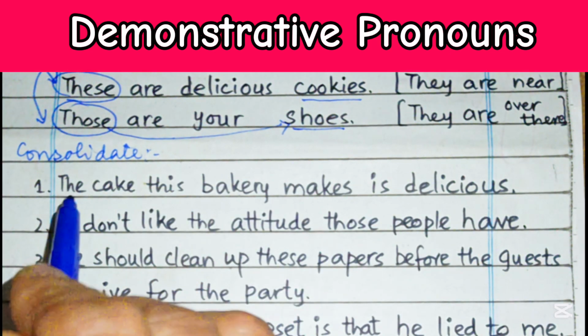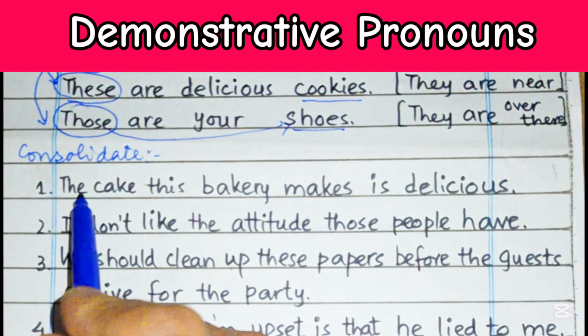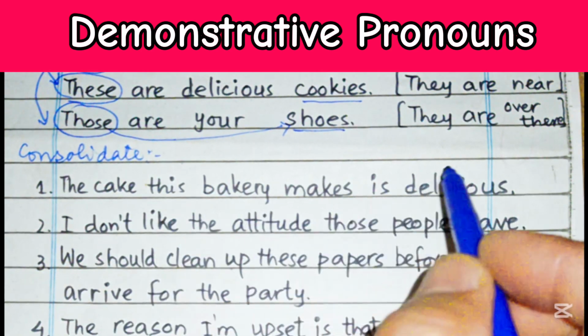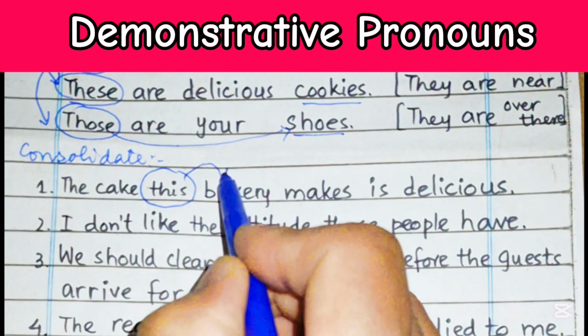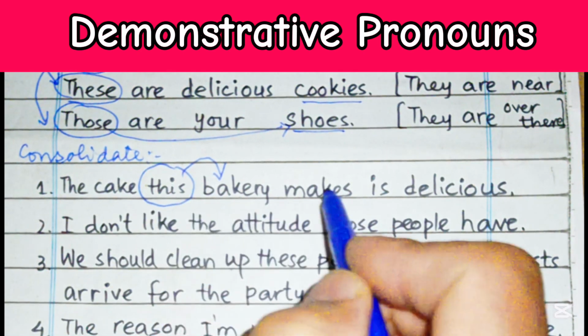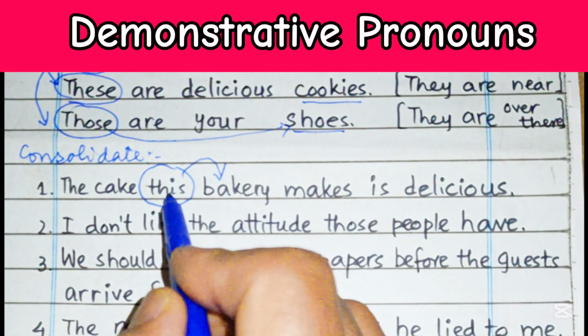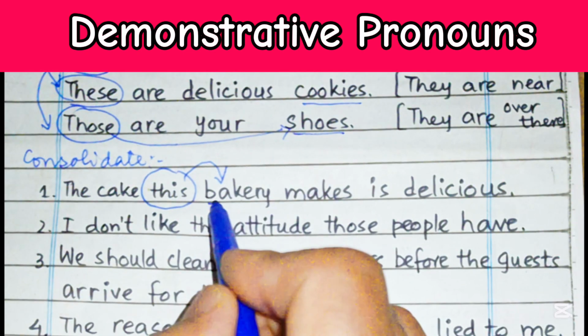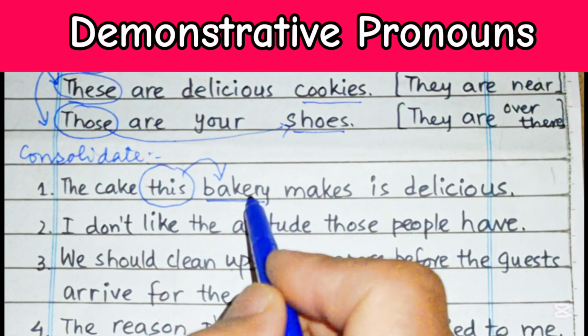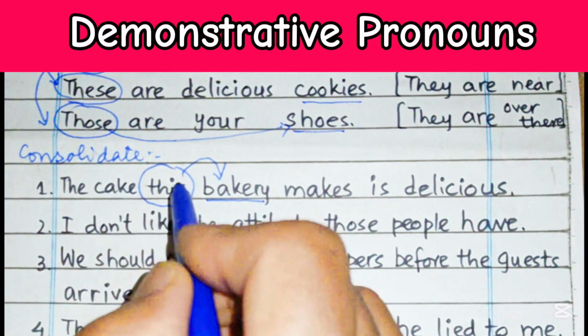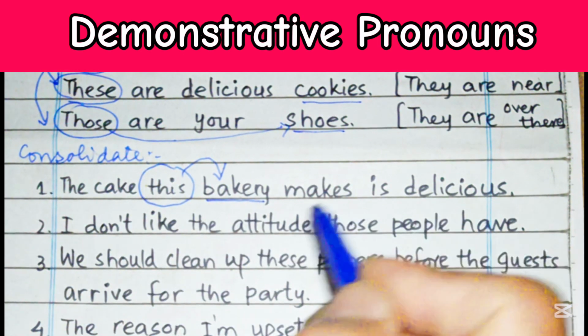For example, sentence number 1 in this case is: the cake this bakery makes is delicious. Which bakery? This bakery. It is pointing out the bakery. The cake this bakery makes is delicious. So this is demonstrative. And the person is referring to the bakery. He is closer to that bakery. That's why he says the cake this bakery makes is delicious.